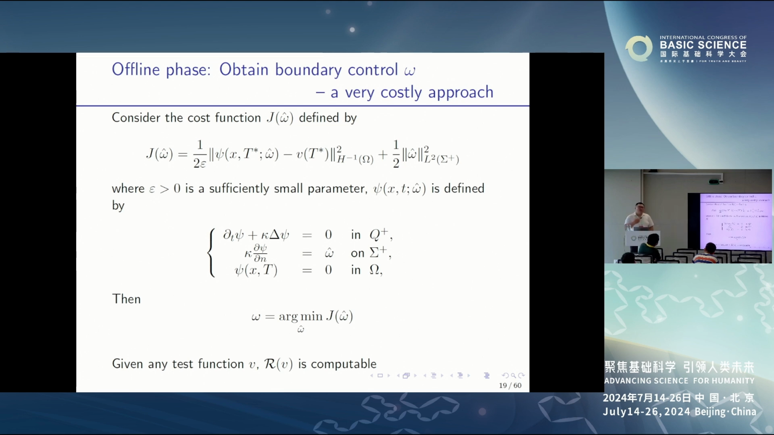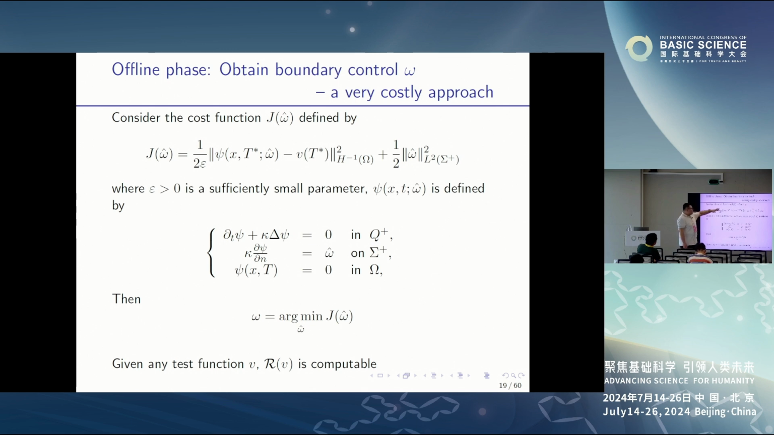Okay. Now we need to move to the offline phase. That's the very interesting part. The first thing here is we need to solve this boundary control. For a given test function, we need to find the corresponding boundary control. As I mentioned before, we have the Hilbert uniqueness method to solve that. That's a well-established one, so let's do that.